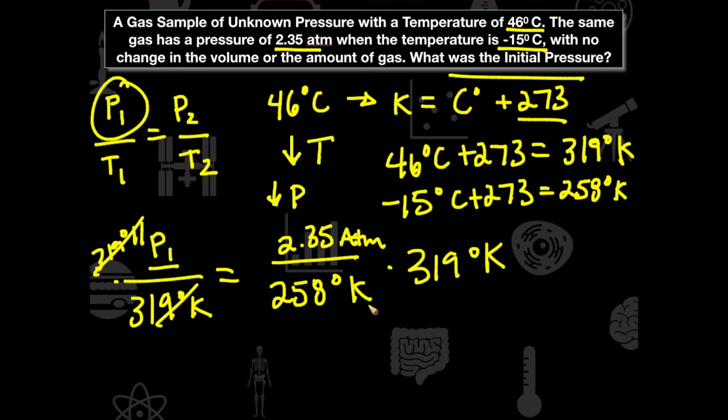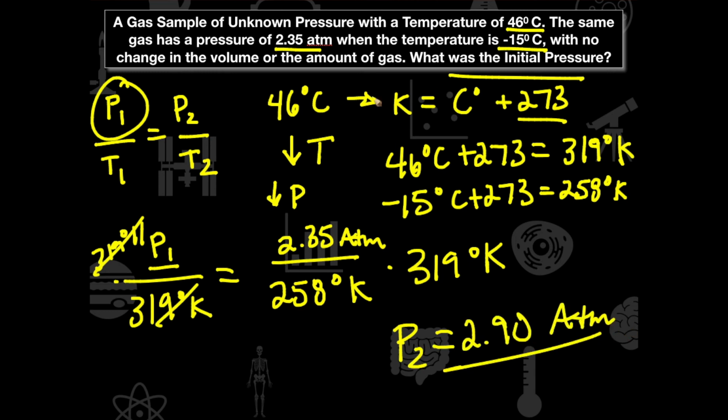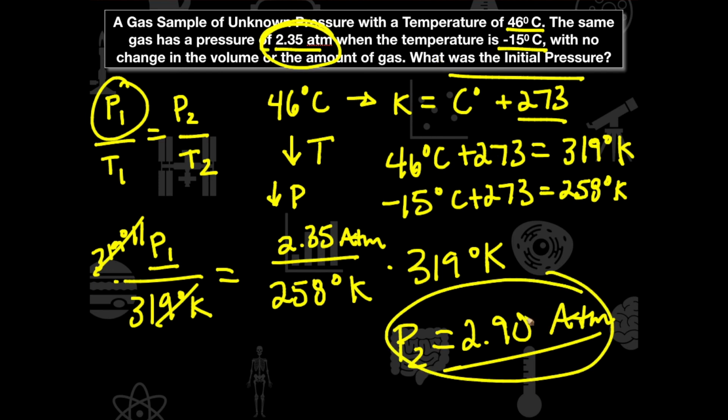So we got a pressure value, P1 value, equal to 2.90 atmospheres. And let me just make sure I go through and correct this. When I was saying the pressure should go down, our pressure here should be lower than our pressure here, because we went from 46 to negative 15 degrees Celsius. It's probably not the best explanation. Technically, if we go from negative 15 to 46, our pressure should go up to 2.9 atmospheres.